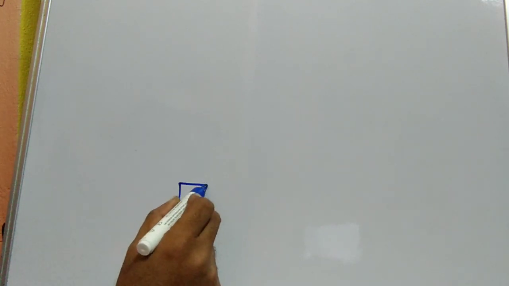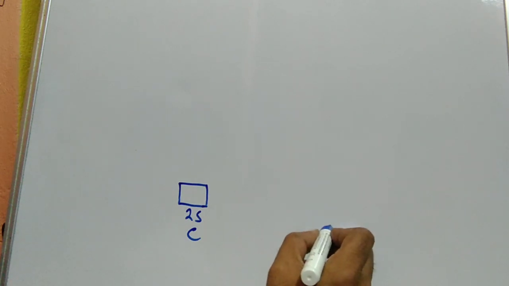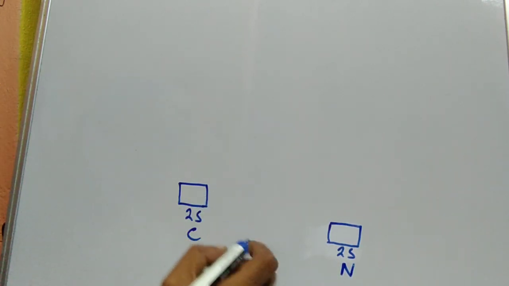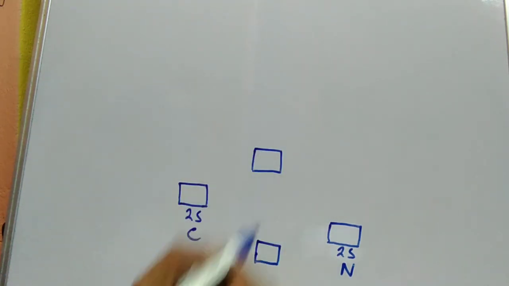Alternatively, the bond order may be worked out as bonding minus antibonding divided by 2. That is (10 minus 5) divided by 2, which equals 2.5. The molecule is paramagnetic since it contains an unpaired electron.